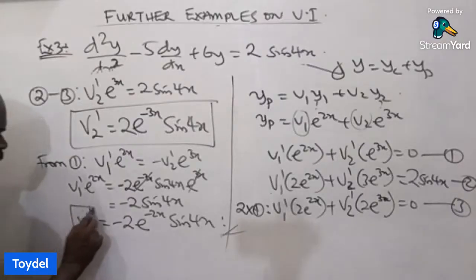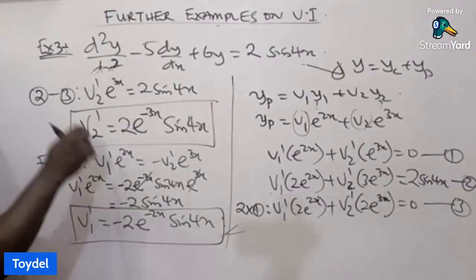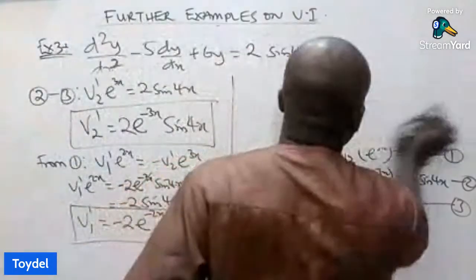So for us to be able to get the particular integral now, we must integrate this v1 prime to get the value of v1, and v2 prime to get the value of v2. So we are going to apply integration by parts on this.